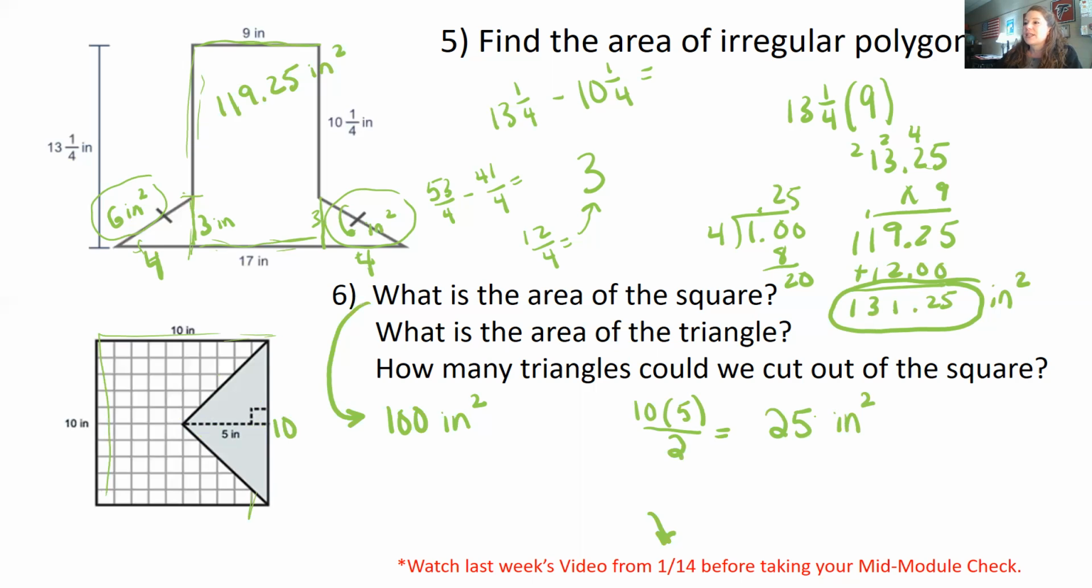And then the question is, how many triangles could we cut out of the square? So there's one, it's already marked for us. There's two, this is number 2, this is number 3, and this is number 4. So the last question, the answer is 4, which makes sense because isn't 4 times 25, 100, which is the area of the whole square? That totally makes sense.